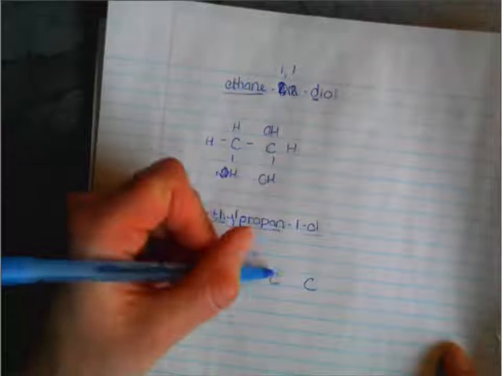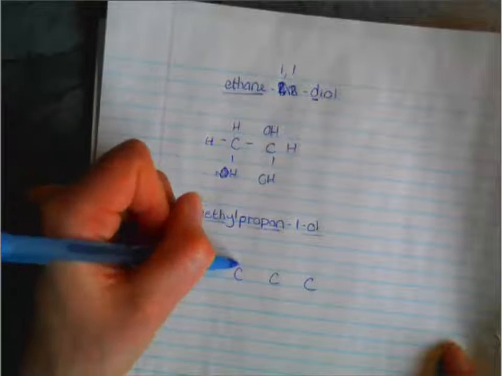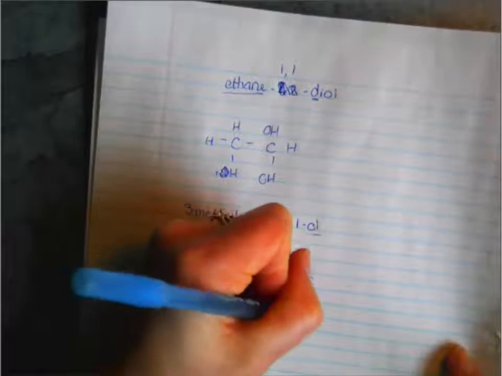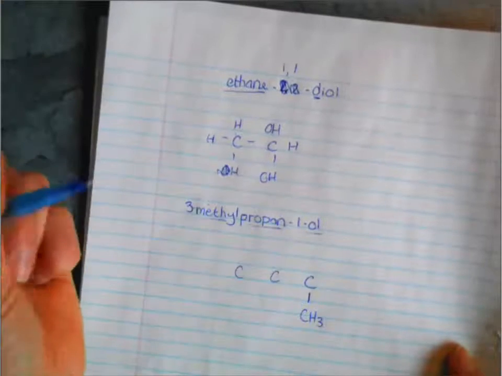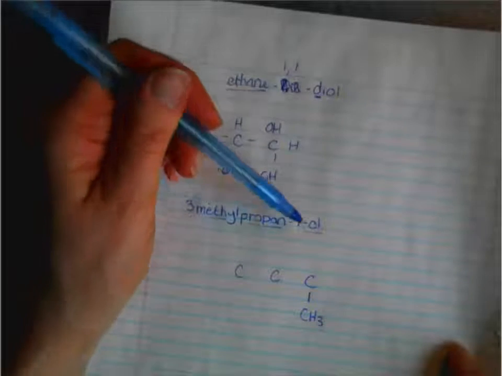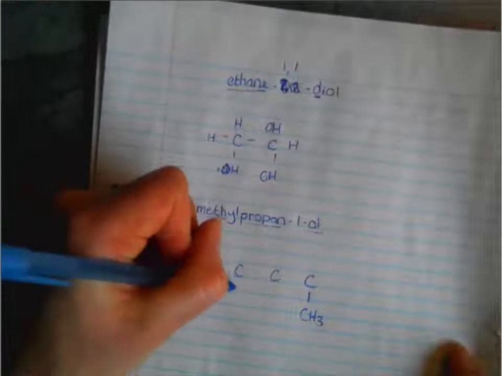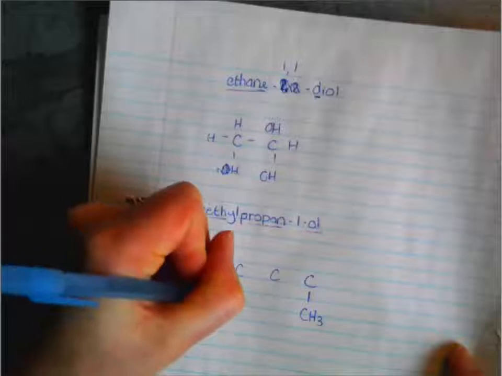So basically, it doesn't really matter which way you number it. I could go left to right, 1, 2, 3. So on this carbon, I'm going to have a methyl group, which is always just a carbon with 3 hydrogens, right? Meth is 1 carbon with 3 hydrogens around it. And then it says I have 1 -ol. So that means on the 1st carbon here, I have an alcohol group or a hydroxyl group.